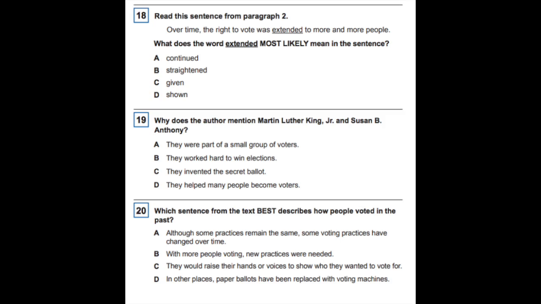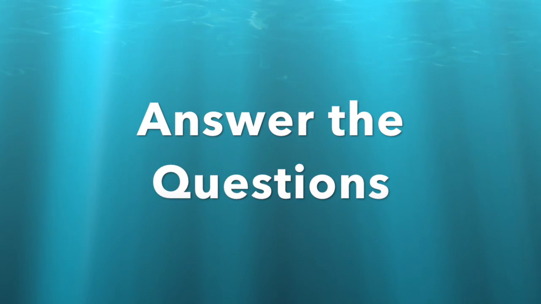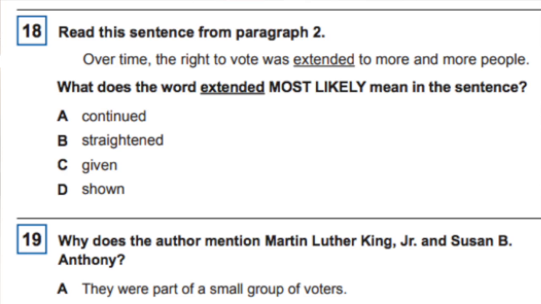So now that I've done the two that I took notes on, I'm going to go to those other two questions that I could have really answered on their own. So go ahead and answer those two right now. Question 18. Read this sentence from paragraph 2. Over time, the right to vote was extended to more and more people. What does the word extended most likely mean in this sentence?